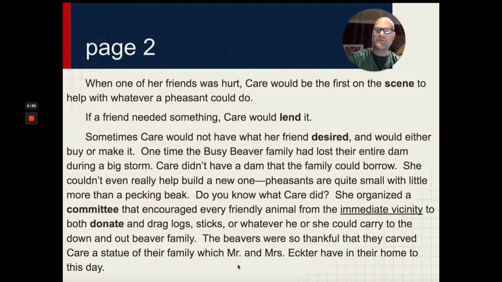When one of Care's friends was hurt, Care would be the first on the scene to help with whatever a pheasant could do. If a friend needed something, Care would lend it. Sometimes Care would not have what her friend desired and would either buy or make it. One time, the Busy Beaver family had lost their entire dam during a big storm.